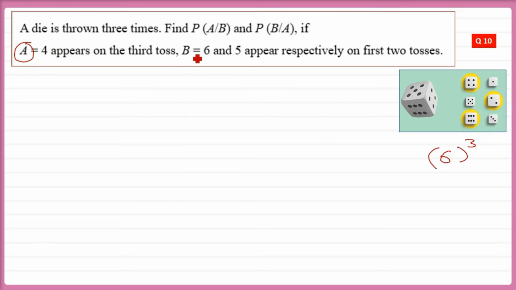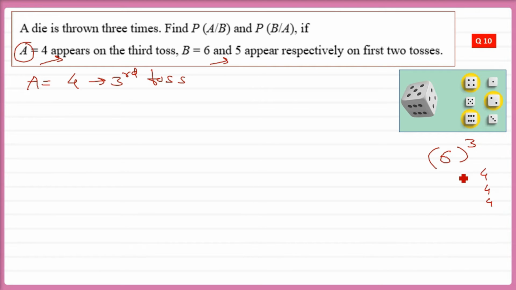A and B are already given. B has already happened. B is 6 and 5 appear respectively on the first 2 tosses, and A is 4 appears on the third toss. So they have fixed certain values that will reduce the experiment values. Alright. So the A set is 4 appears in the third toss. You have to write, in totality, what is given in the question. You need to write 4 appears on the third toss. When 4 comes in the last, this last position is now fixed.